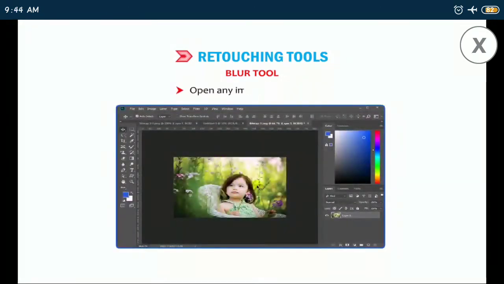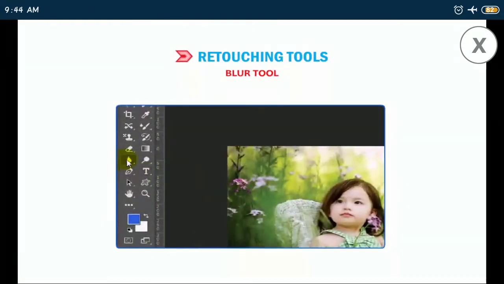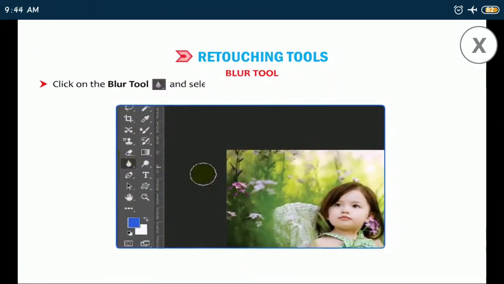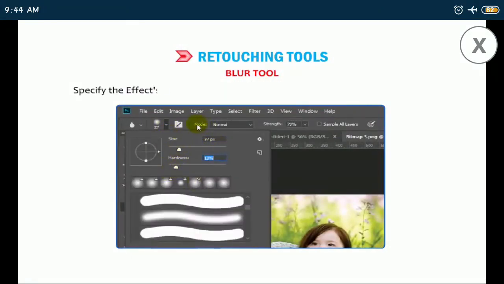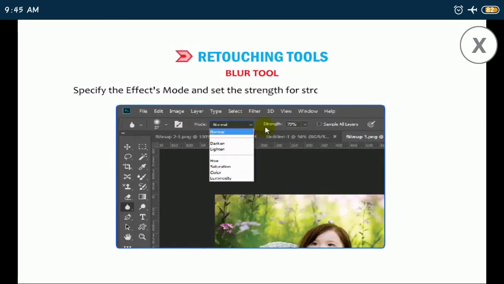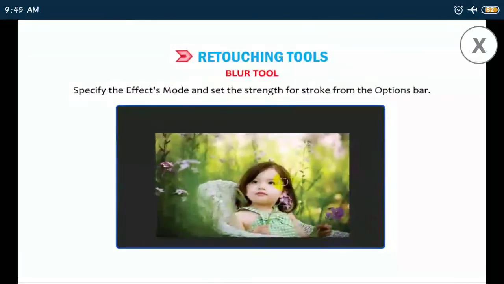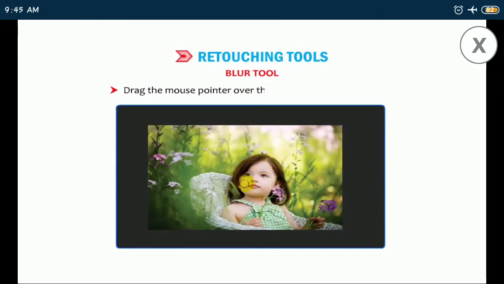Open any image in Photoshop. Click on the Blur tool and select the desired brush size and style from the brush preset picker. Specify the effects mode and set the strength for the stroke from the options bar. Drag the mouse pointer over the area that you want to blur.